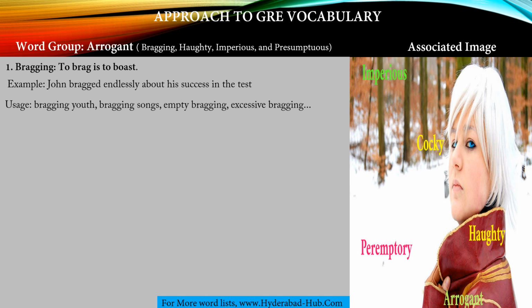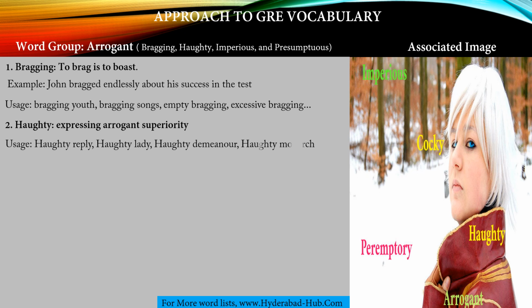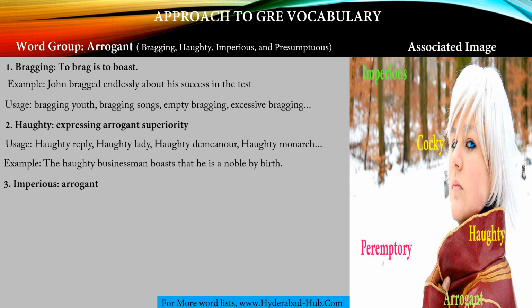Haughty. Meaning, expressing arrogant superiority. Usage: haughty reply, haughty lady, haughty demeanor, haughty monarch. Example: the haughty businessman boasts that he is a noble by birth. Imperious. Meaning, arrogant. Usage: imperious manner, imperious gesture, imperious voice, imperious temper. Example: with an imperious gesture, Martha ordered her maid to clean the table.